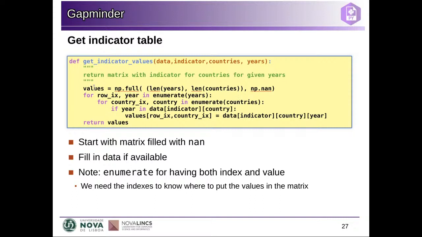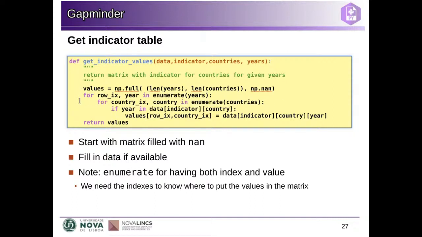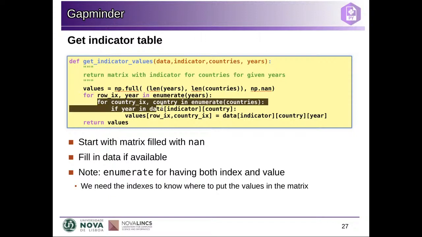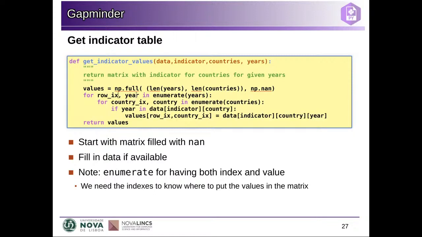And now for each of these pairs, note how these two for loops are nested, which means that for each iteration of this for loop on the outside, we're going to do the whole set of iterations on the inner loop, and then we're going to repeat and repeat and repeat until we go through all the years. So for each year, we're going to go through all the countries, and we check if we have this year in the data for this country.